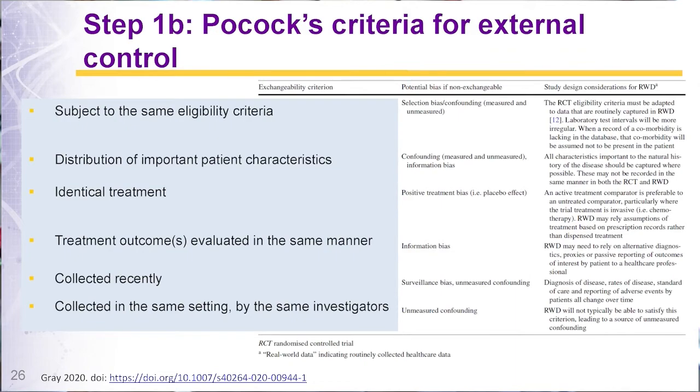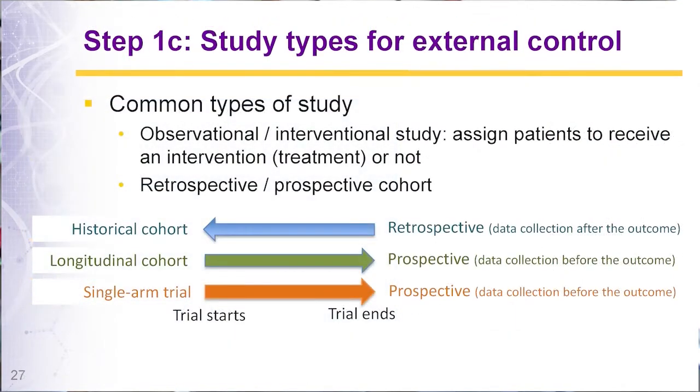The most common type of study for using external control is observational or interventional. We all know that we assign the patients to receive an intervention or treatment or not. So, for example, if we have a single-arm trial, then we want to use the external control.